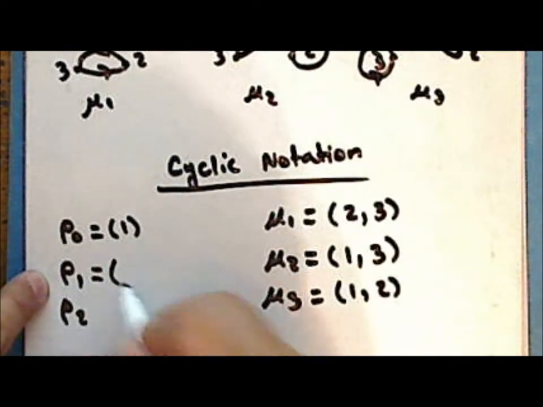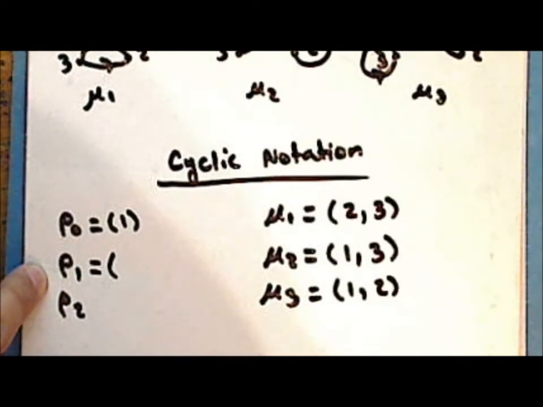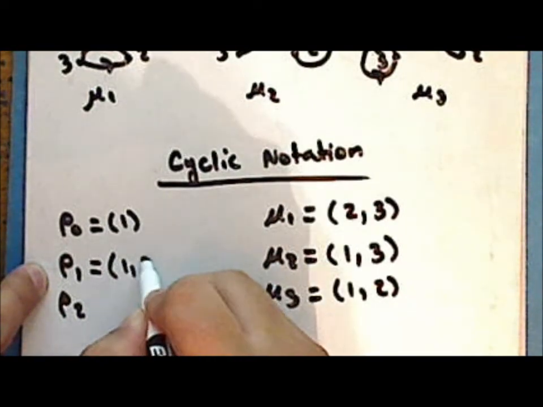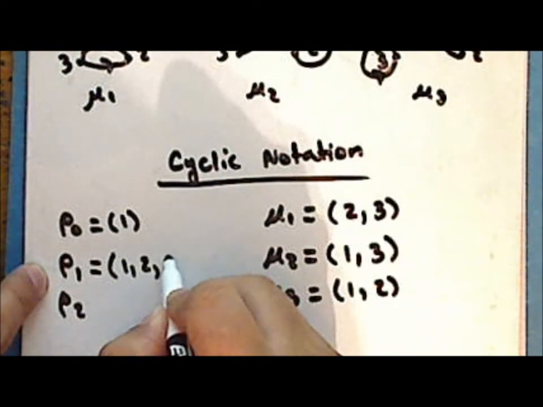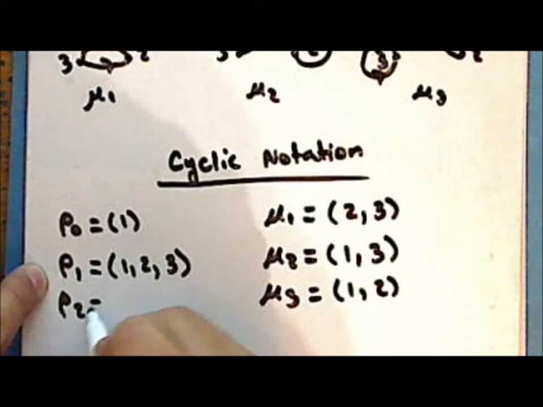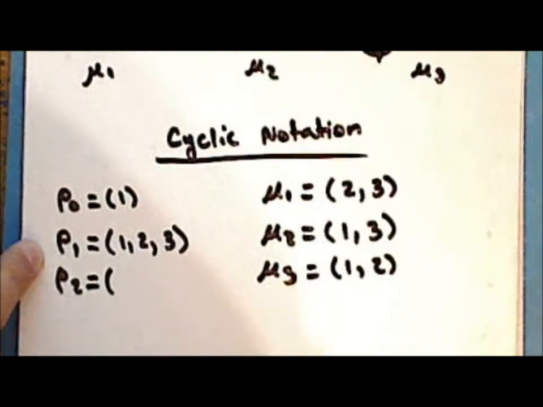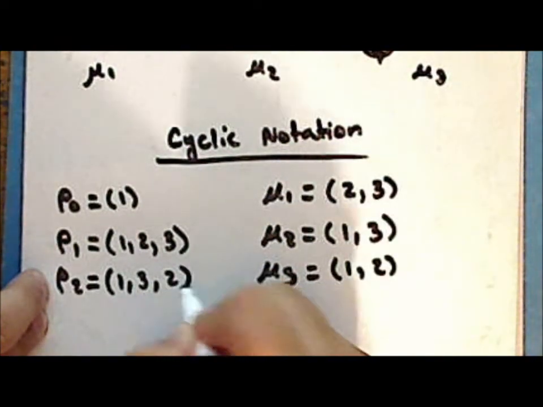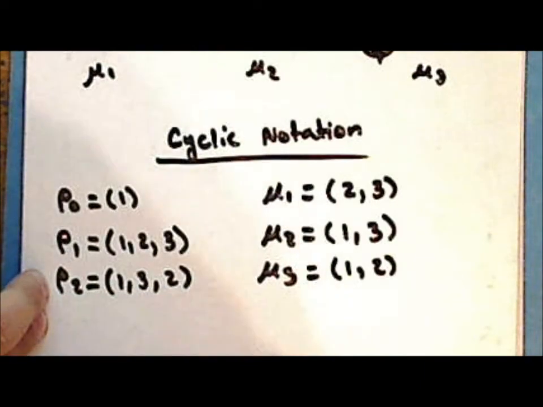In the map rho sub 1, or the permutation rho sub 1, we have 1 being mapped onto 2, which is mapped onto 3, and 3 is mapped back onto 1. And in the map rho sub 2, we have 1 being mapped onto 3, which is mapped onto 2, which is in turn mapped back onto 1.